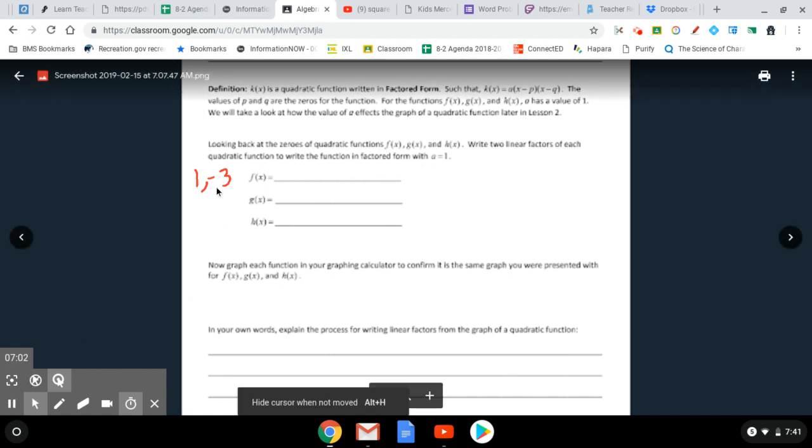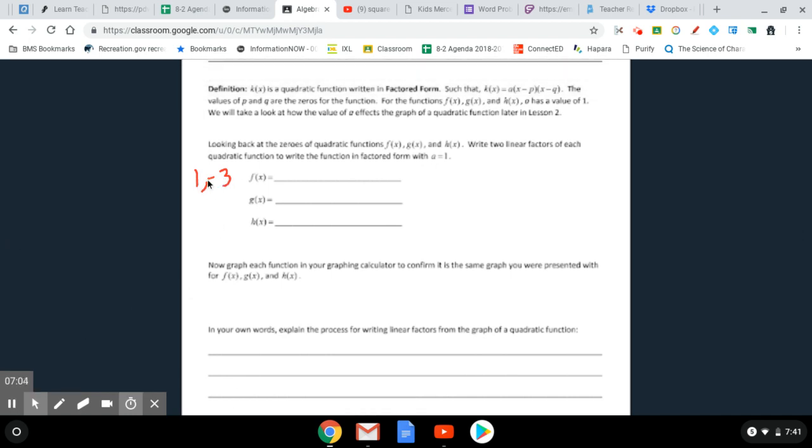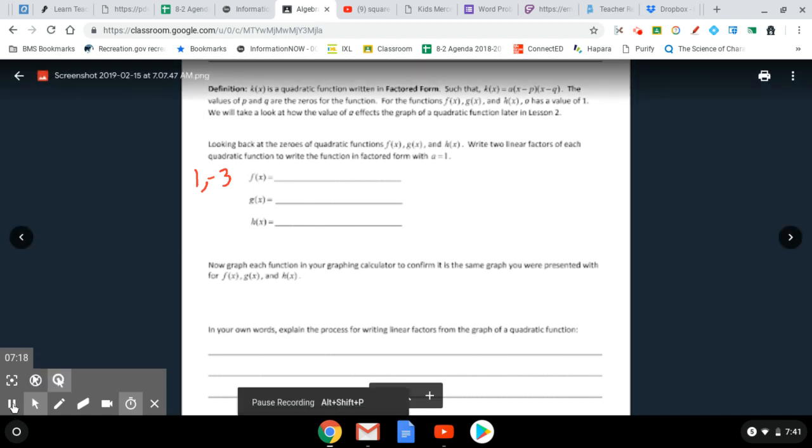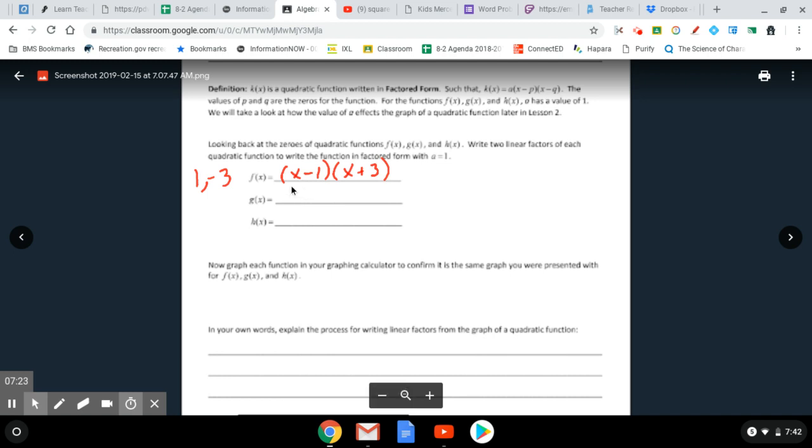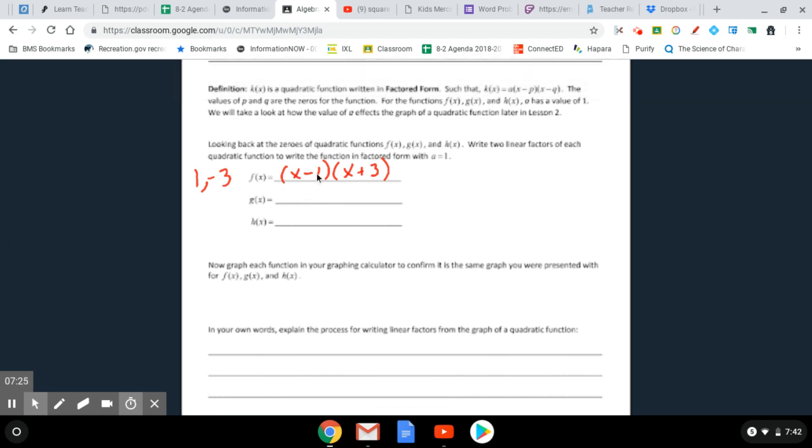Okay, so first, just a reminder, on the front of the page, you can flip your page over and look, but the zeros were 1 and -3. So if the zeros are 1 and -3, then how am I going to write the two linear factors for this function? I'm going to write them as x - 1 and x + 3.